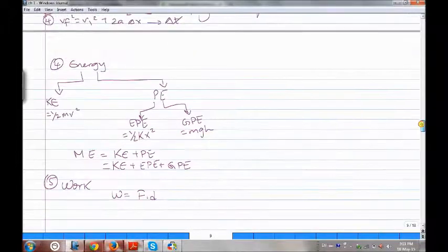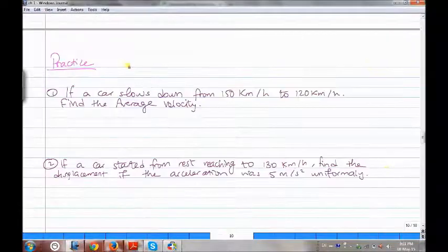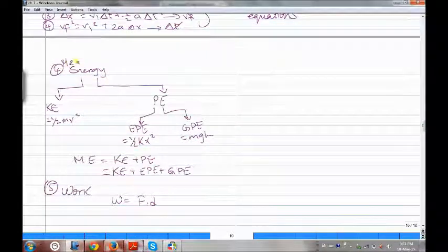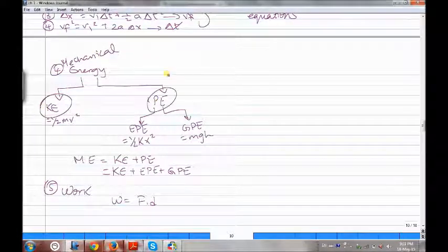So now let's move on to the energy. We have non-mechanical and mechanical energy, but we're going to just talk about the mechanical energy over here. Mechanical energy is split into two: the kinetic energy and the potential energy. Now the kinetic energy does not have branches. It's just half times mass times velocity squared.